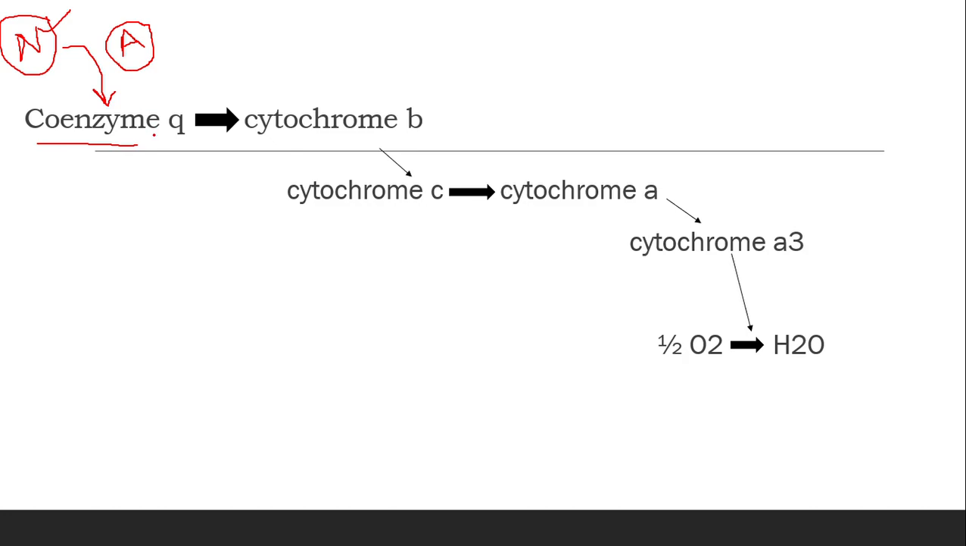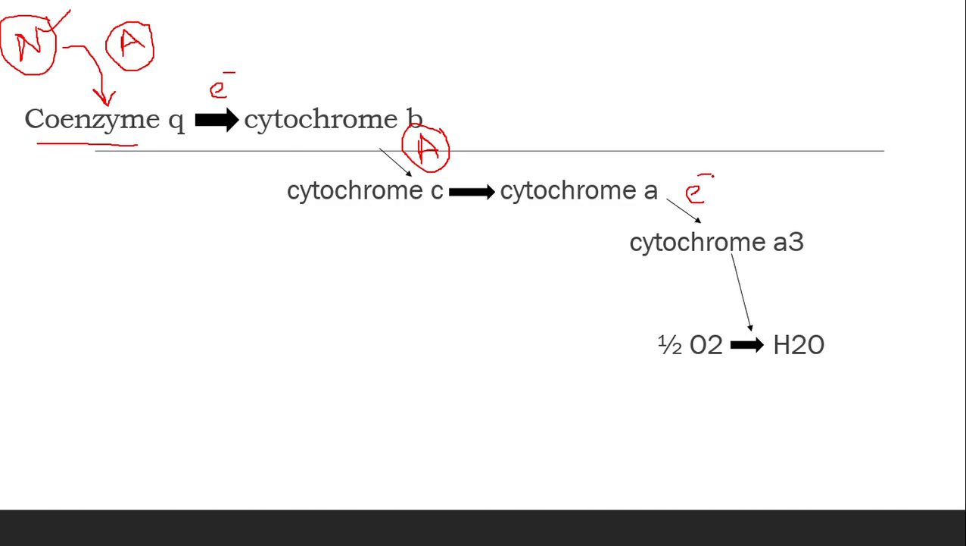Now the electrons will be transmitted from coenzyme Q towards cytochrome B, and cytochrome B will transfer them to a low energy molecule, that is cytochrome C. Here this arrow is going downward, which shows that this is a low energy molecule. Because this is a conversion of a high energy towards a low energy molecule, here is also a production of one ATP molecule. Now the electrons will be transmitted from cytochrome C towards cytochrome A, and cytochrome A will transfer the electrons towards cytochrome A3.